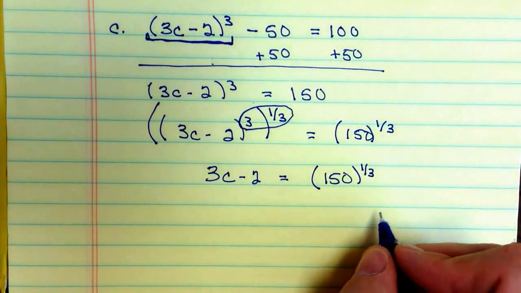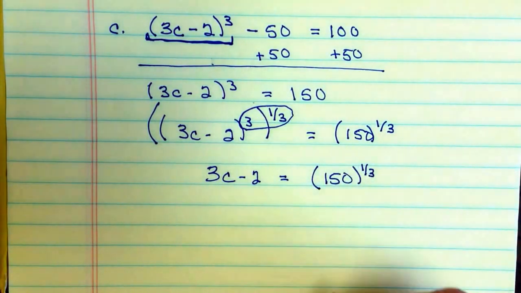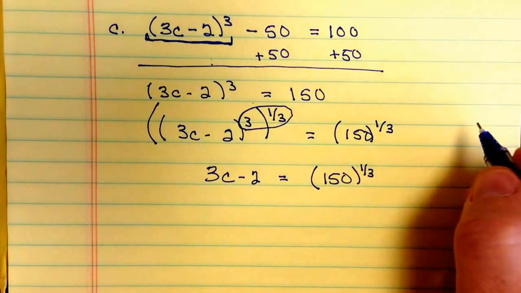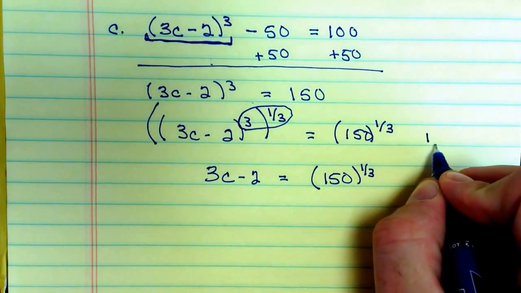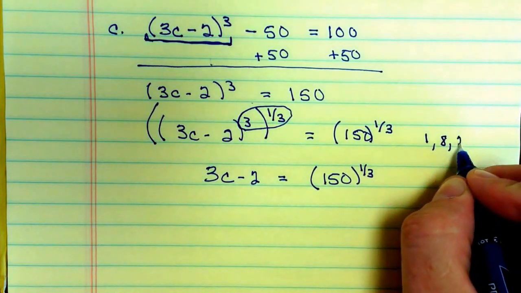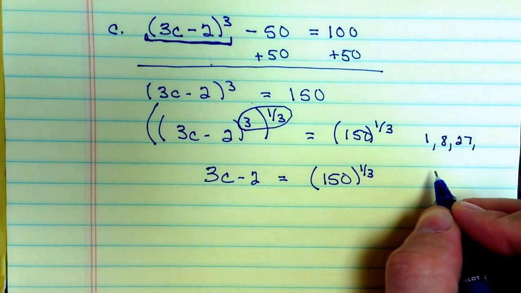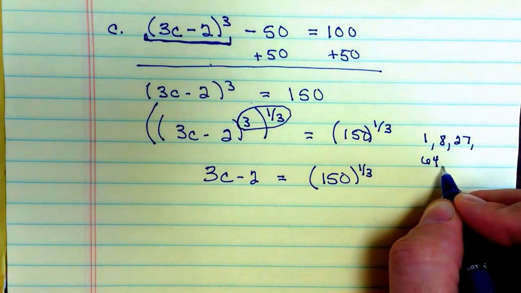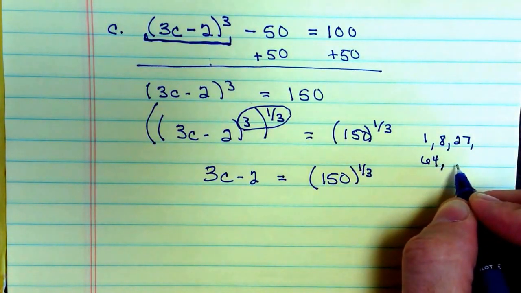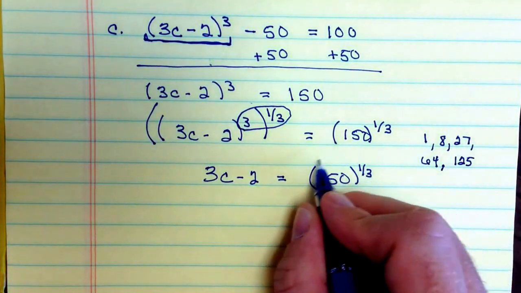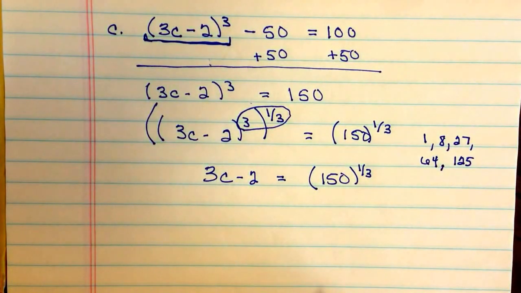Now then you want to ask yourself, does the 150 to the 1/3 simplify? So we need to know, does 150 have any perfect cube factors? So what are the perfect cubes? We have 1, which is trivial, then 2 cubed is 8, 3 cubed is 27, 4 cubed is 64, and 5 cubed is 125. Well, none of these are going to be nice factors here, so this isn't going to simplify. So we're going to leave that alone.